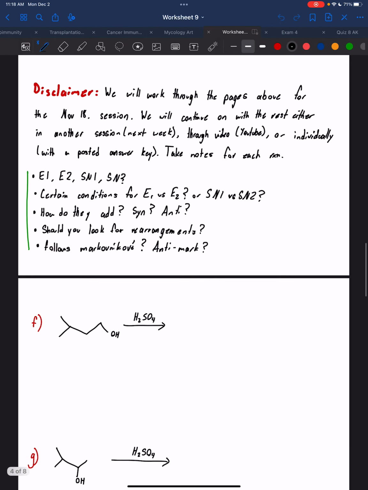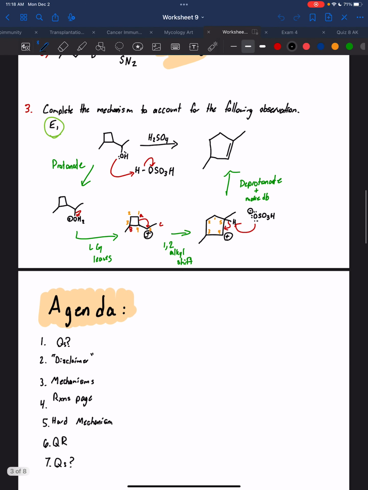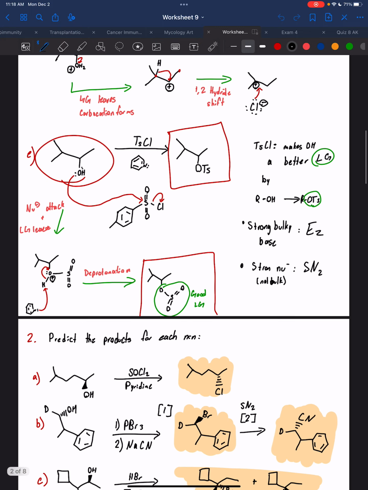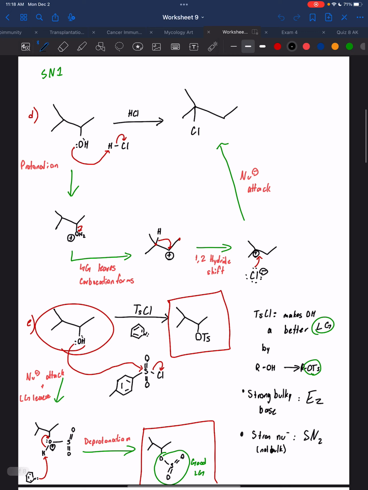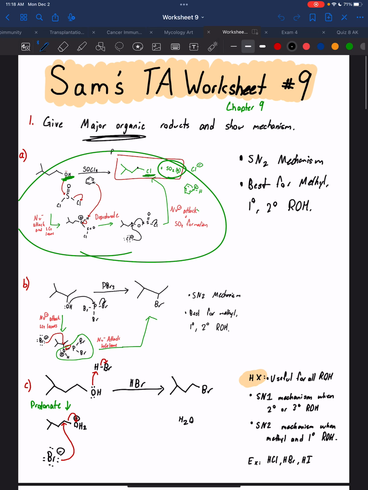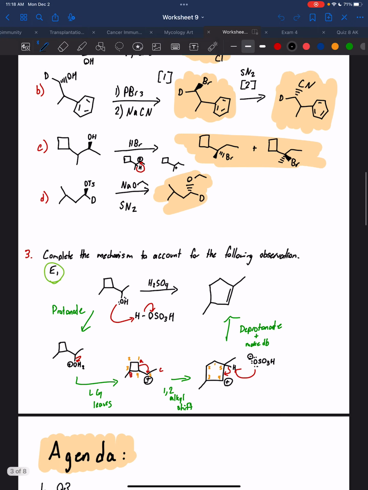Okay, so we're gonna finish off worksheet number 9. We had already started this page, so you haven't seen it. Just make sure to screenshot these pages. But we just started on a couple of the reactions and wrote a few notes, so that's how we're gonna be approaching everything. We're going to be writing a few notes and then doing the mechanisms.